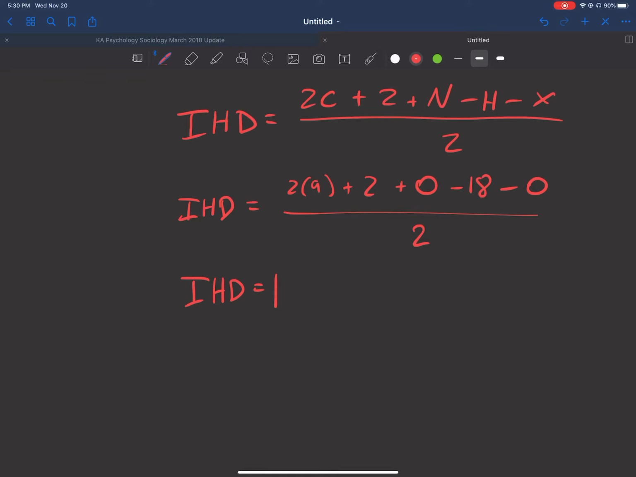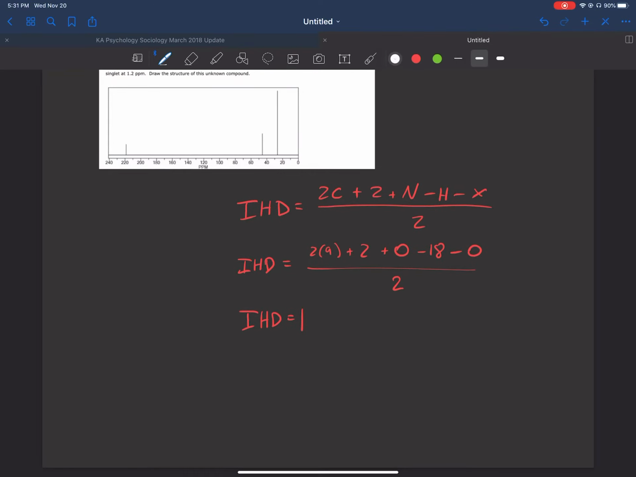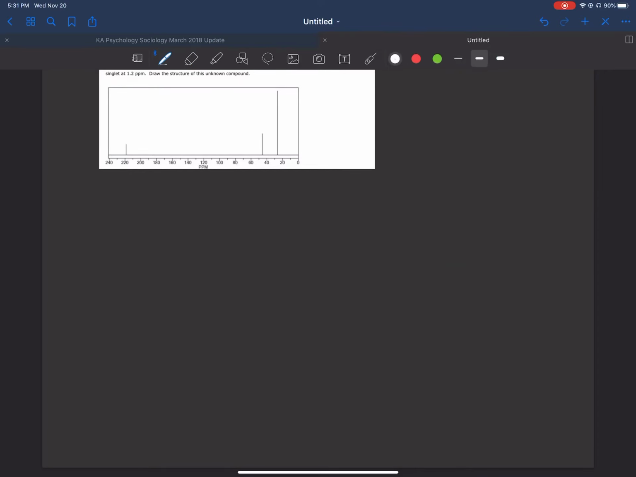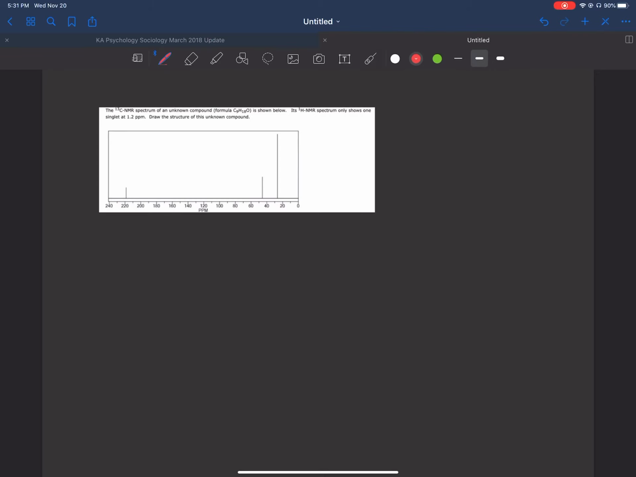Well, remember what IHD tells you. IHD can tell you whether or not you have double bonds, triple bonds, rings, stuff like that. So having an IHD of 0 is an alkane, single bonds only. IHD of 1 is 1 double bond or 1 ring, not both. Having an IHD of 2 can mean 1 double bond and 1 ring, so both, or 2 double bonds, or 2 rings, or 1 triple bond. And when we get to 3, it just means more of the same, right? So IHD of 1, and that should be one of the first things you ever do in any C-NMR and H-NMR question when they ask you to figure out the structure. So I'll just write it off to the side. IHD equals 1.